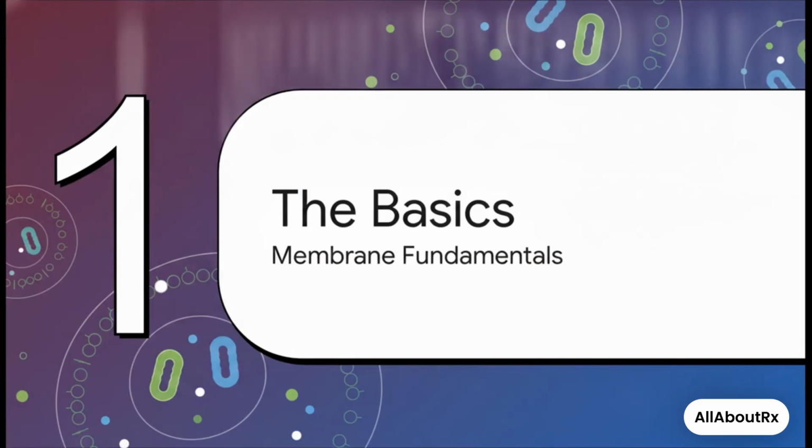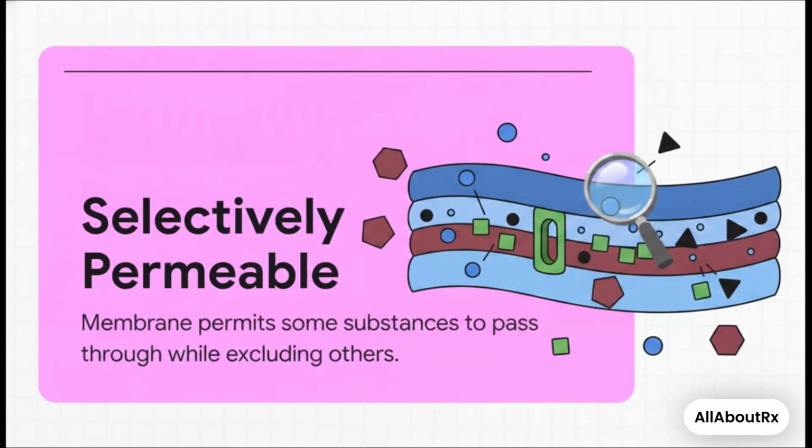All right, Section 1, the basics, membrane fundamentals. The single most crucial property of the plasma membrane is that it's selectively permeable. The key takeaway here is that this is absolutely not an open door where just anything can wander in. It acts as a highly selective border, permitting certain substances to pass straight through while entirely excluding others.